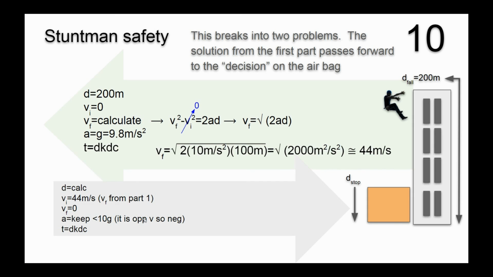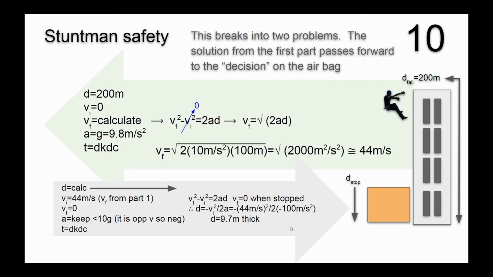That's what I meant by here. I was running out of space. So we don't want to order up a number of 10 Gs for acceleration. We want to calculate it and make bloody sure it's under 10 or the stuntman's going to get injured. So once again, we don't have time. So we're back to the same formula, and what we get is about a 10 meter thick bag.